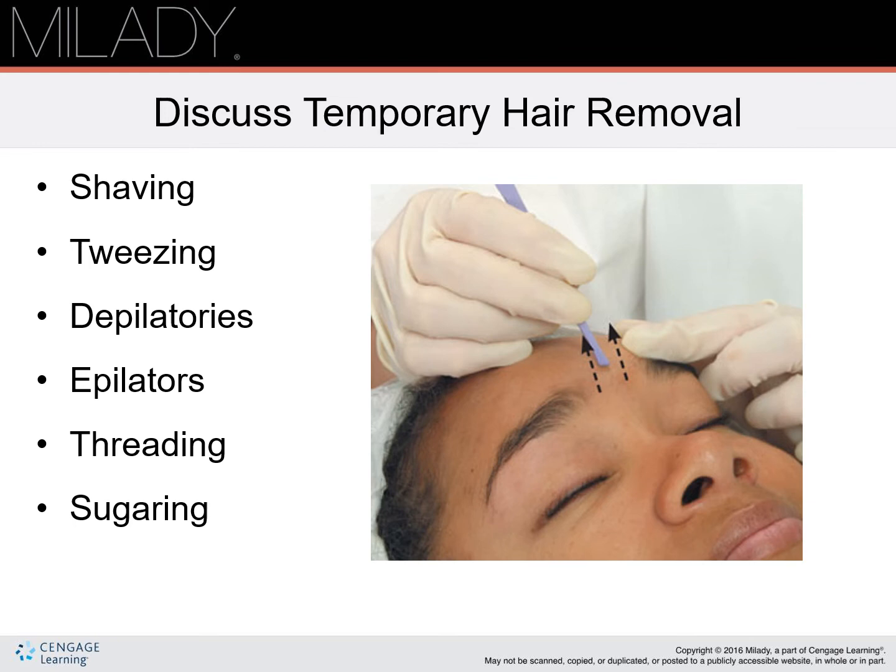The last temporary hair removal that I want to discuss is sugaring. Sugaring involves the use of a thick sugar-based paste. It is essentially appropriate for sensitive skin types. Okay, so you apply it the same way. It's more of a paste that you can use on sensitive skin.